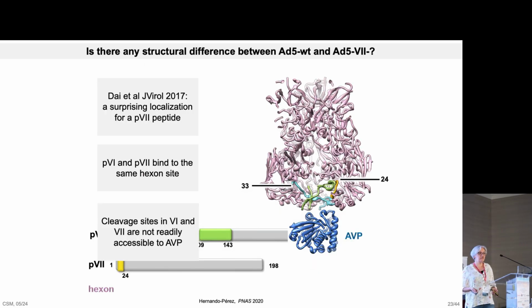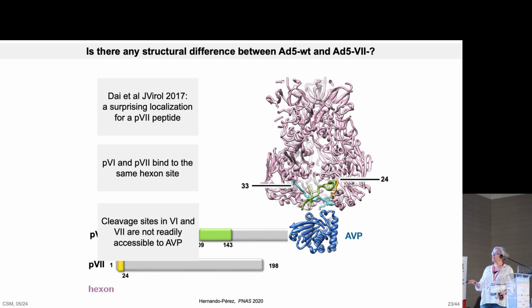So we started looking at the structure. What do we know about the structure of protein 7? Very little, actually. What do we know about the structure of protein 6? Well, a little bit more, but not much. And this is known from the work of Hong Xiao. And what I show here is what they could trace. This is a hexon, and this hexon has a cavity. Here is a hexon trimer. There's a cavity here, so the genome would be down here. And this is what they could observe.